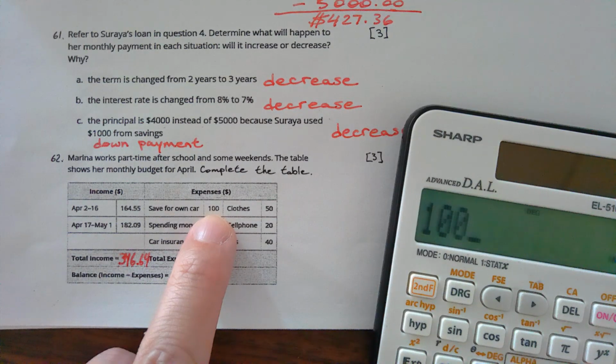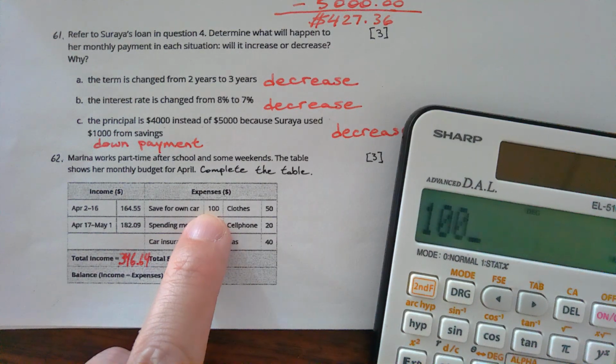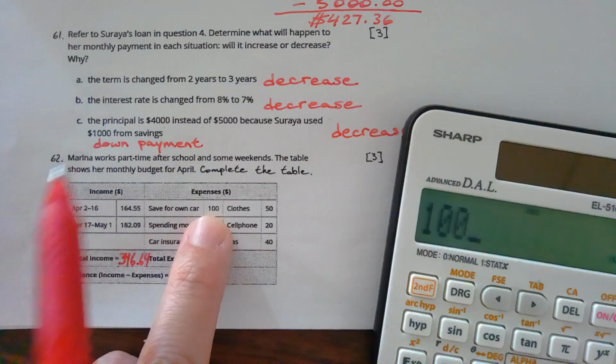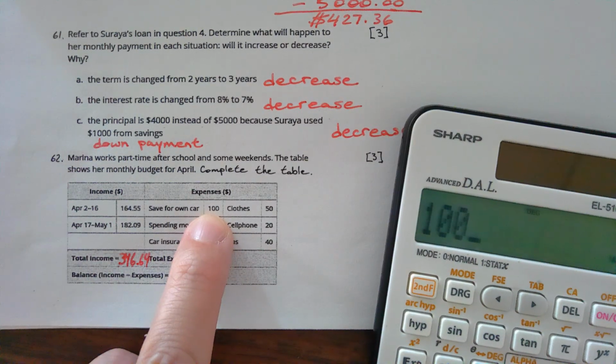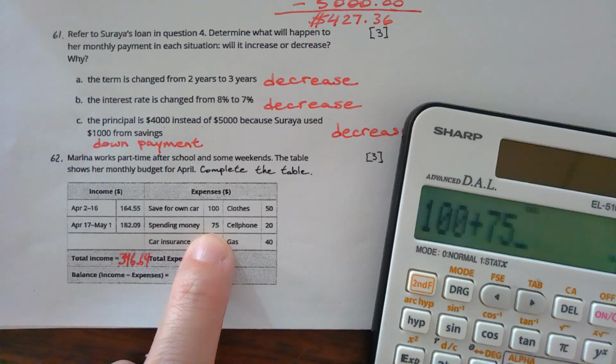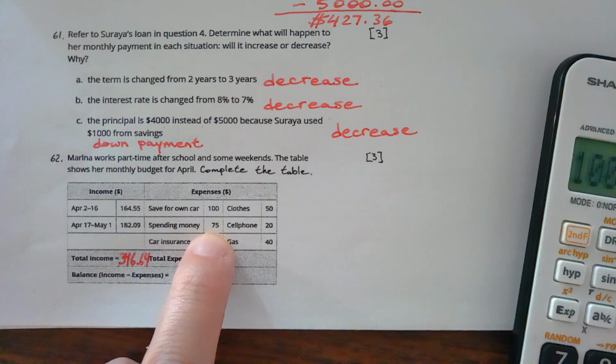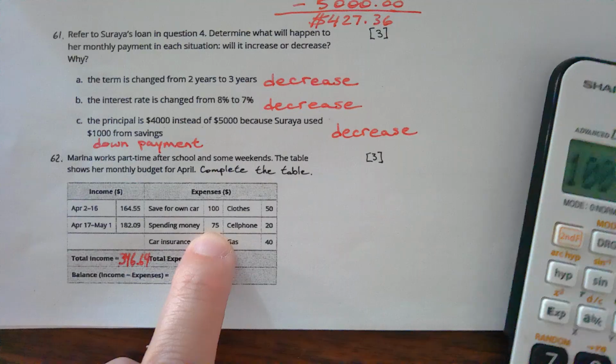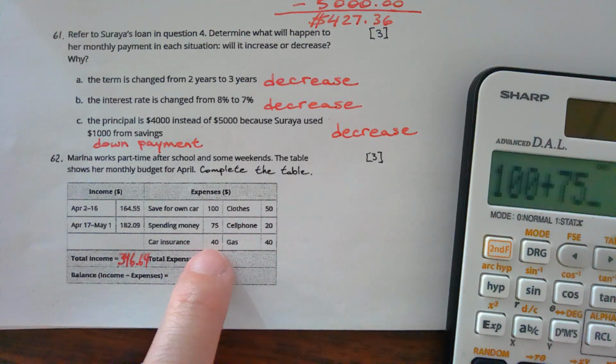Fixed or variable? This one is a tricky one. It depends how strict Marina is. If she's like, I have to get that car, I'm so determined, every single month I'm gonna save up 100, then it becomes a fixed. Okay. Spending money. Is this a need or a want? Want. Okay. Fixed or variable? Variable, definitely.